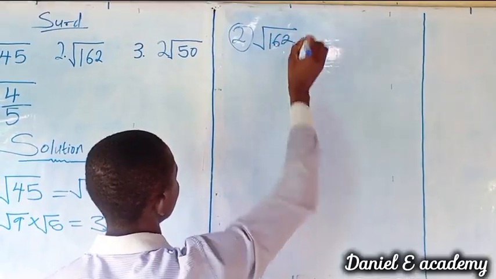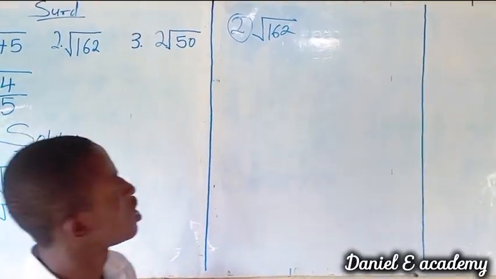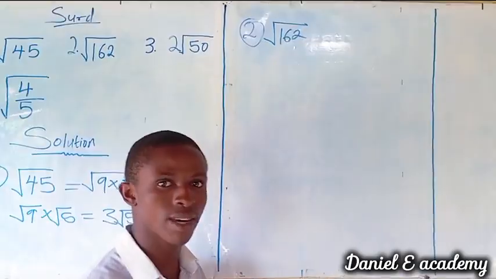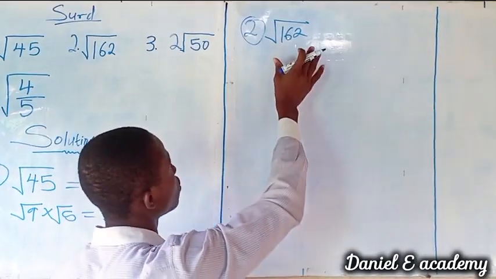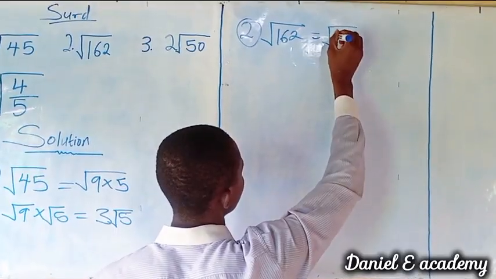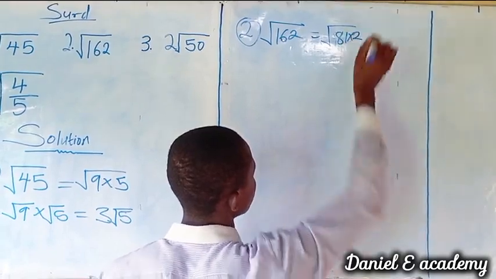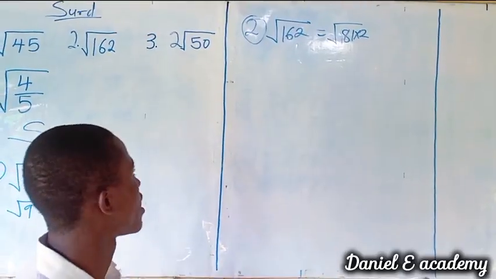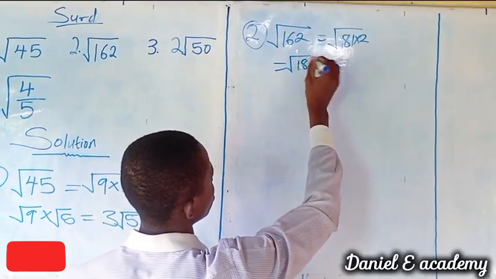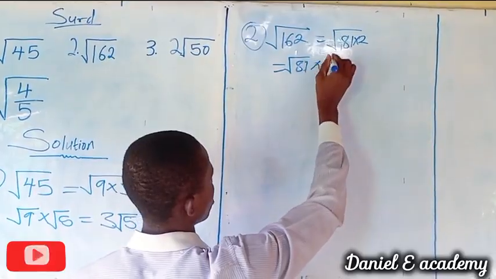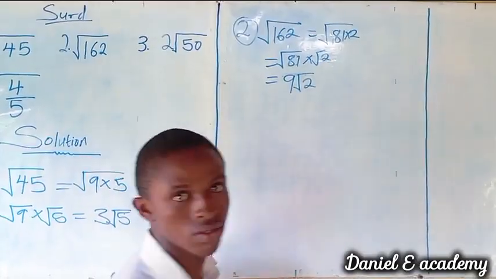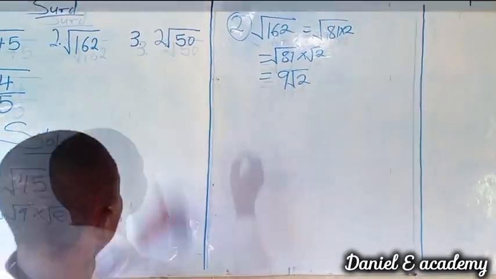Root of 162. How do we solve root of 162? The secret I normally use is to look at the question and ask, can it be divided by 2 or can it be divided by 3? 162 can be divided by 2, and if it's divided by 2, you'll have 81. So root of 81 multiplied by 2. 81 is a perfect square. So if you have an example like this, you apply it. So root of 81 multiplied by root of 2, which is 9 root 2. That is the fast and easy way you solve questions like this. So to question 3.